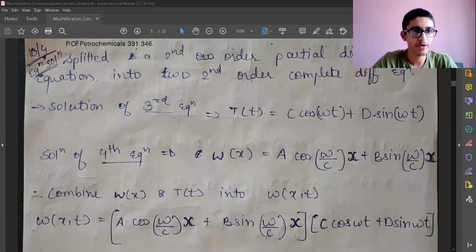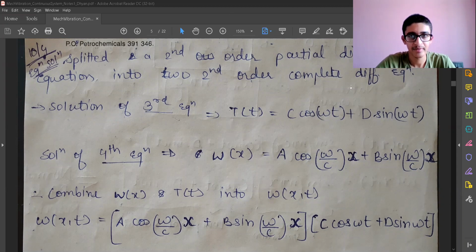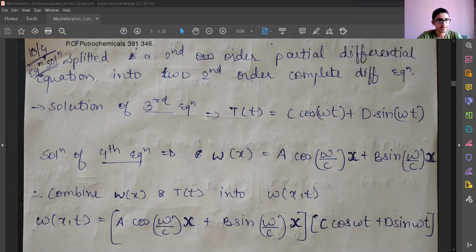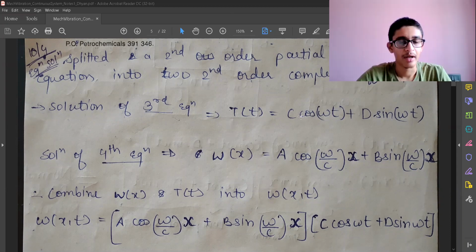So we had a second order partial differential equation in the equation of wave, so the wave equation. Now we'll convert it to two second order ordinary differential equations. So we can convert them by assigning or splitting the terms. So we had combined spatial and temporal coordinates.